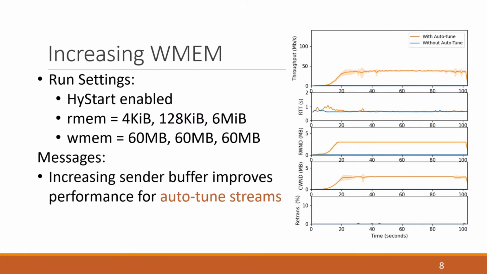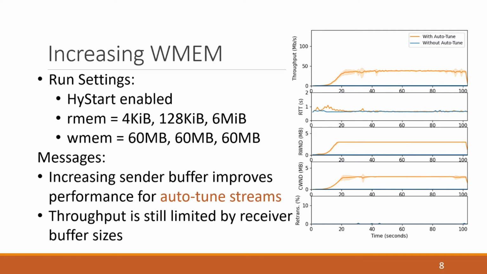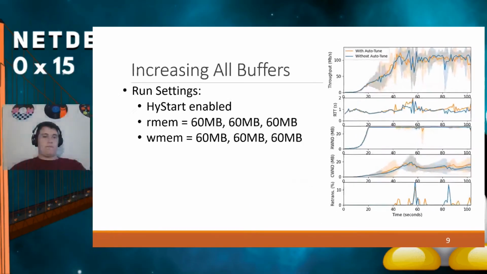So increasing the sender buffer does improve performance for AutoTune streams, and that's just because of the larger maximum value of the receiver memory than the sender memory. However, we still find that we're only using about half of our link throughput, not even hitting 50 megabytes per second, which is far below what we would expect for our throughput.